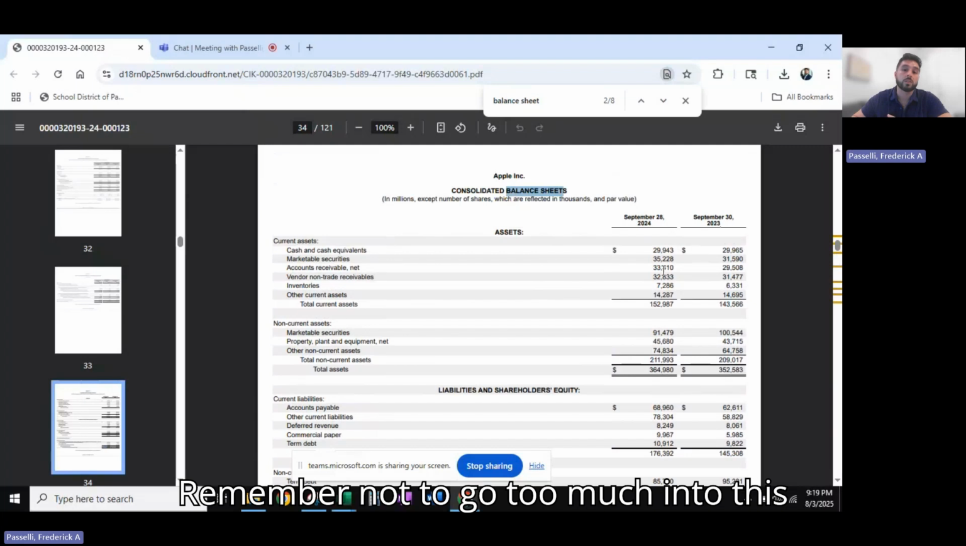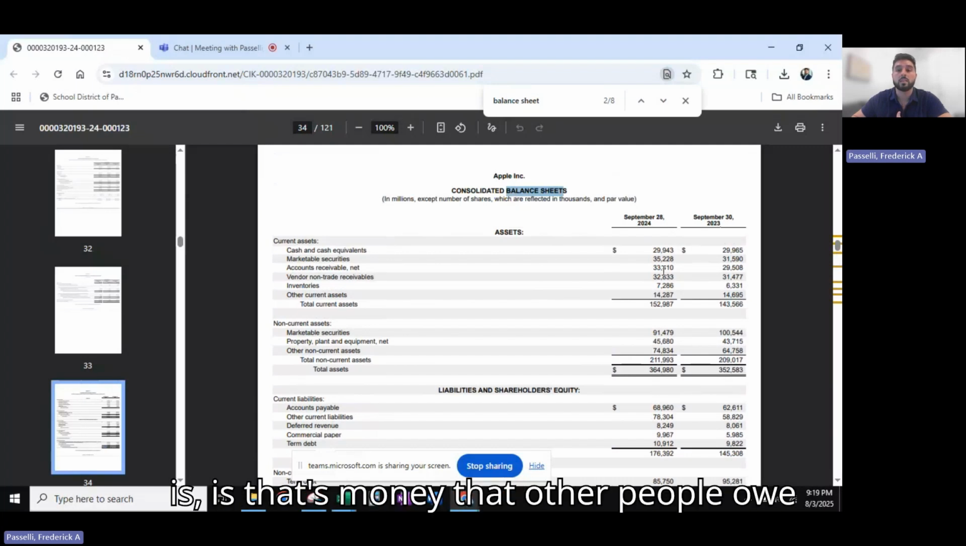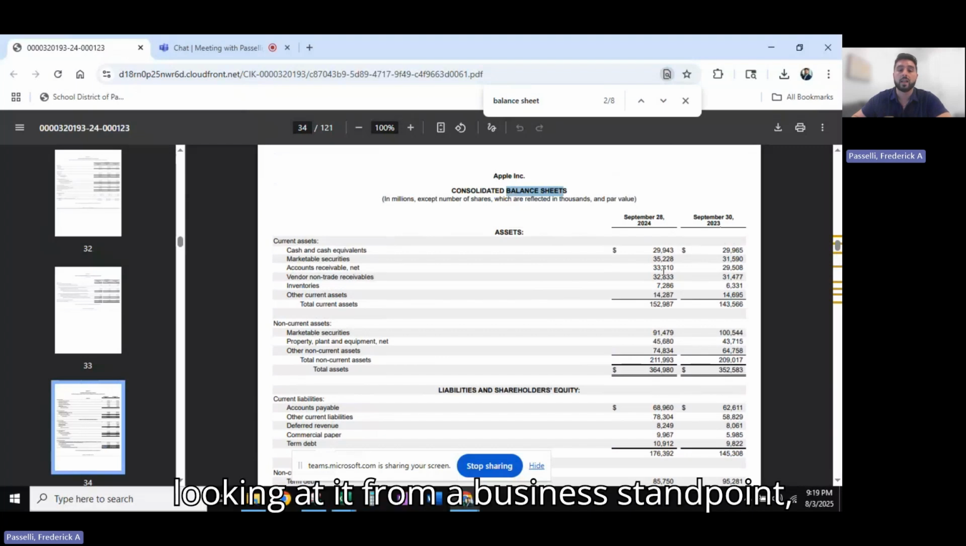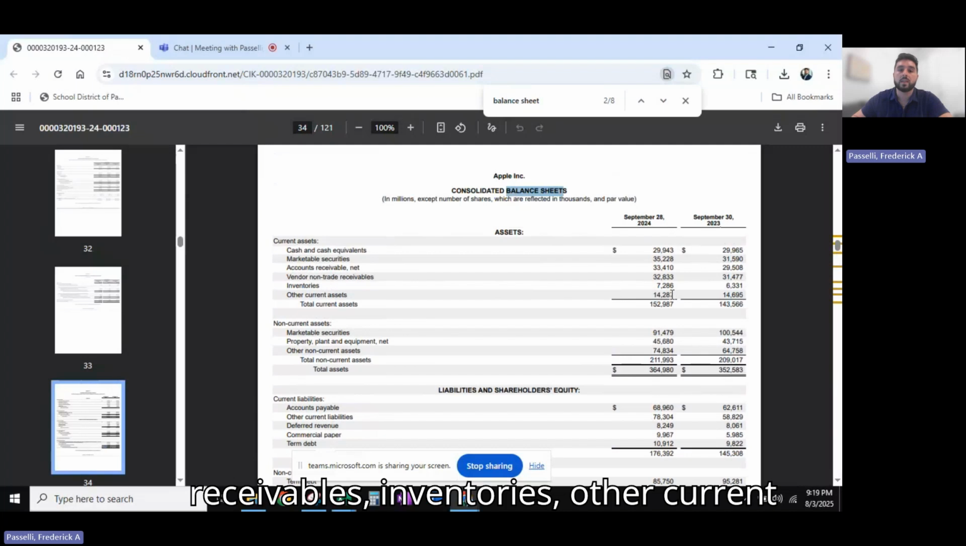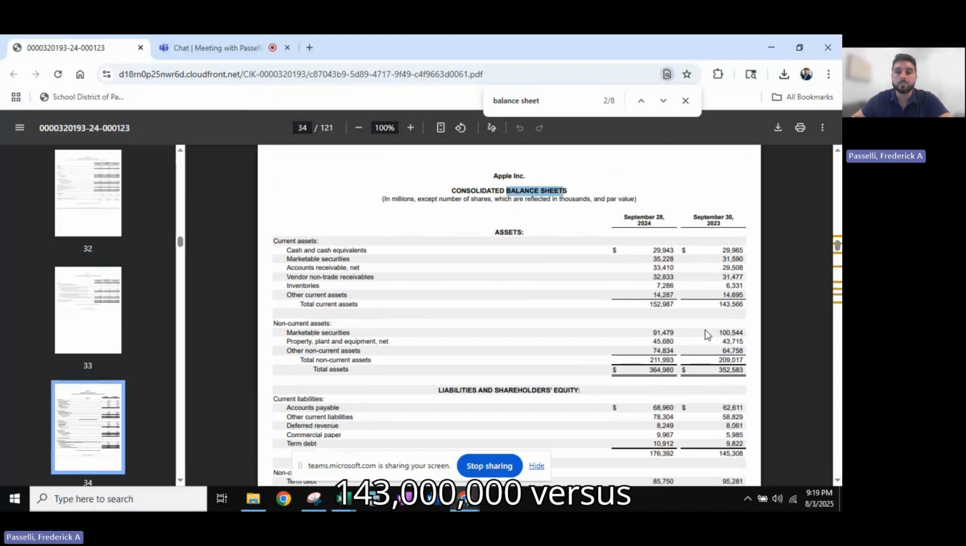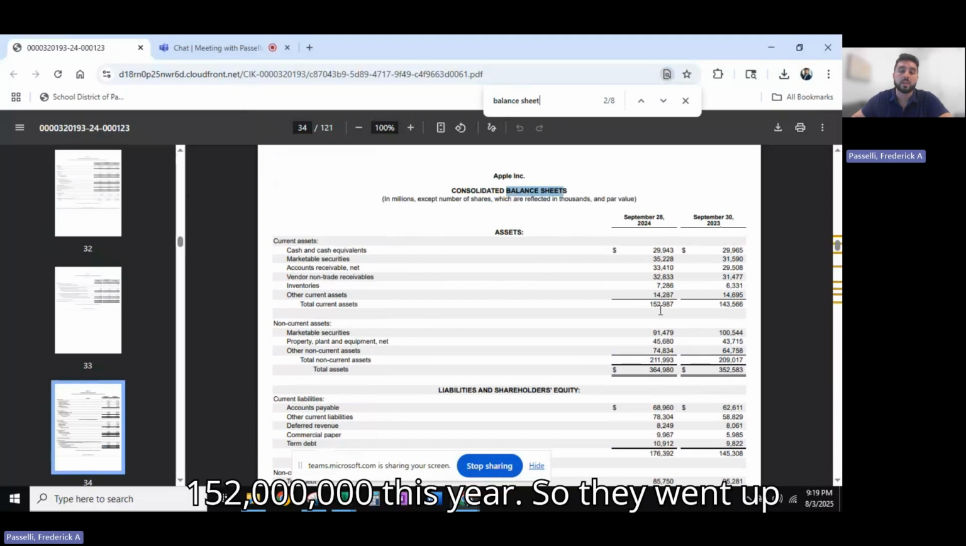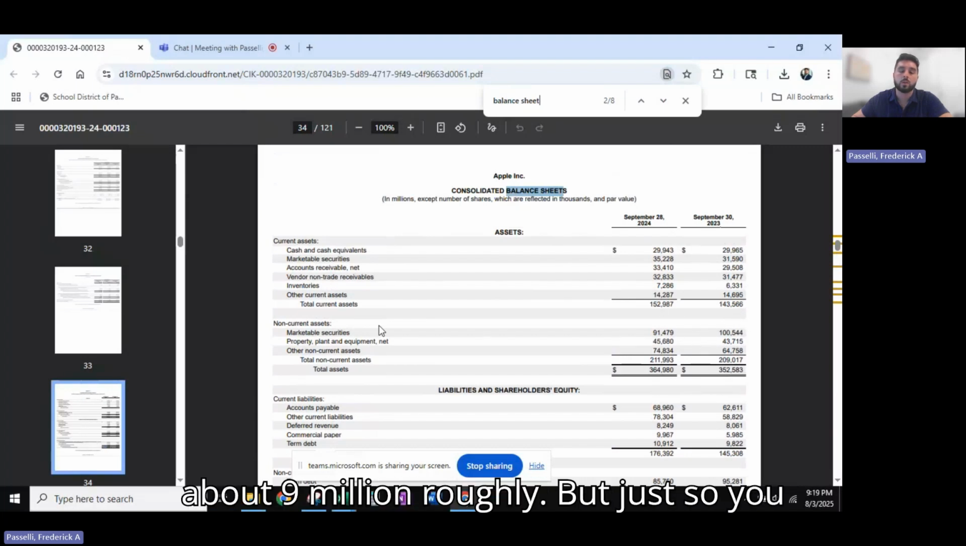Remember, not to go too much into this right now, but accounts receivable is money that other people owe you, normally customers, when you're looking at it from a business standpoint. Then we have vendor trade non-receivables, inventories, other current assets. So total current assets, 143 million versus 152 million this year. So they went up about 9 million roughly.